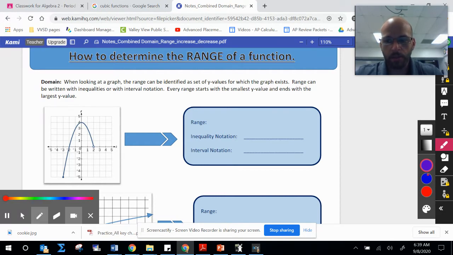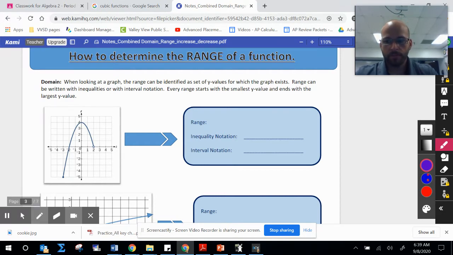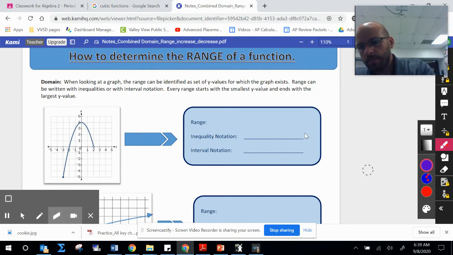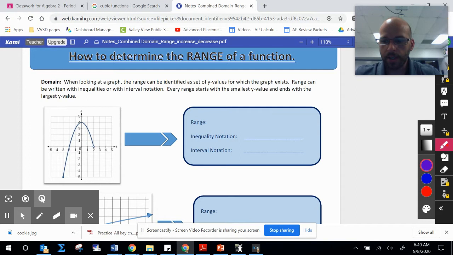Let's get my pen working here. Excuse me. Sorry, hitting buttons that I shouldn't be. All right, let's try that again.